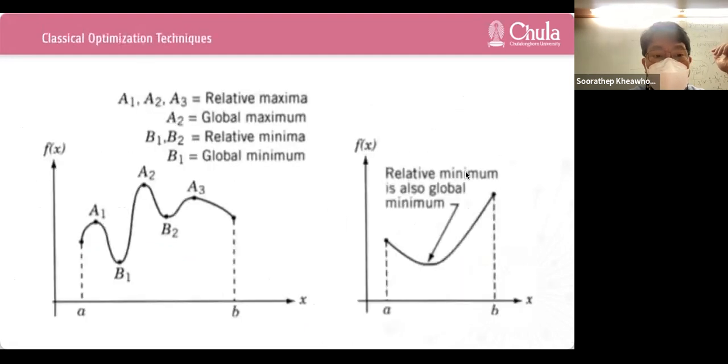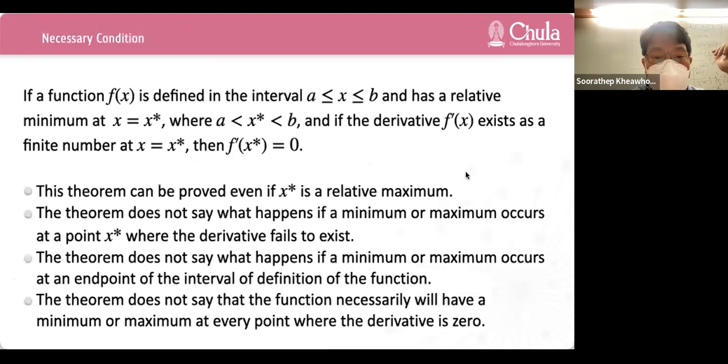Okay, and for the necessary condition, the first thing is if a function f(x) is defined in the interval a, b, right? In the interval a, b, and has a relative minimum at x star. Of course, x star must lie in a and b. And if the derivative exists as a finite number at x star, then the derivative, f prime at x star, must be 0. Okay.